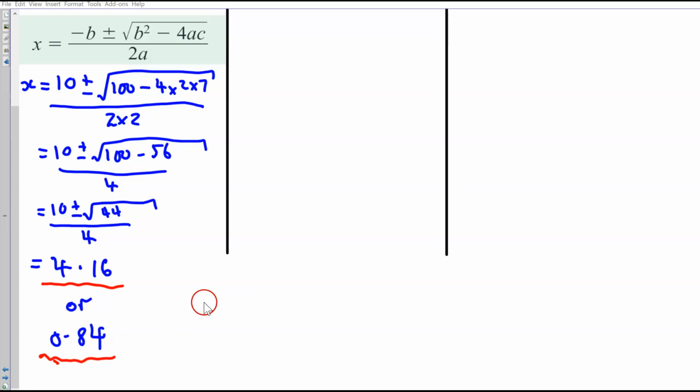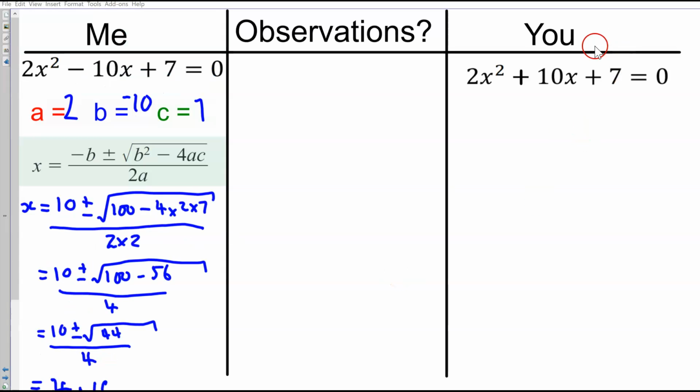Now if you're happy with that, and do it on your calculator, check you're happy with that, you're now going to do this one here. And what I'd like you to do is think about what are you noticing as I'm doing this? Okay, what's going on?